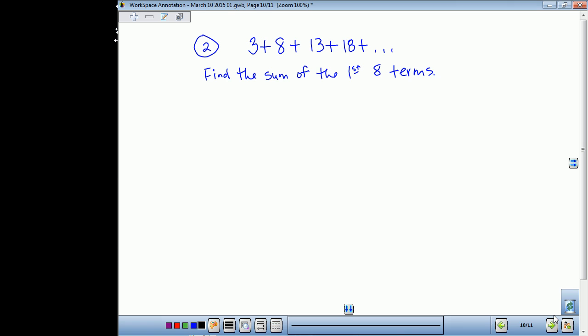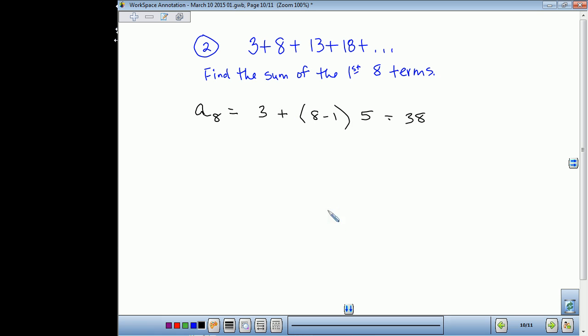Let's take a look at a different type problem. So this time I don't have the first and the last term. So we're going to use the second formula, right? We certainly could. Or we could just find the 8th term. That's easy. Okay? So the 8th term is the first term plus 8 minus 1 times the common difference. What's the common difference? 5. 5. So 35 plus 3 is 38. So now we have the last term.